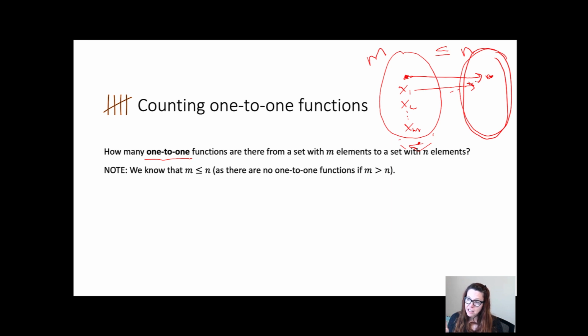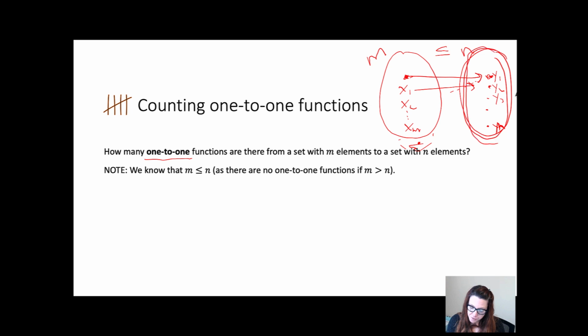So actually, the thing that's driving this is the size of my domain. Essentially, I have N elements over here. So here's N, Y1, Y2, Y3, all the way down, I have N of these. So I have to pick one of them, don't I? I have to pick some place for this X1 to map to.